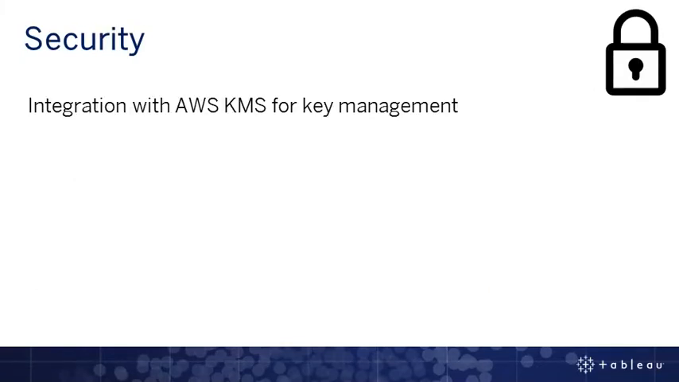The last area is really around security. And in this area, we've done integration with the AWS KMS service for key management. So one of the new features we introduced in 2019.3 is encryption at rest for extract files on the server.